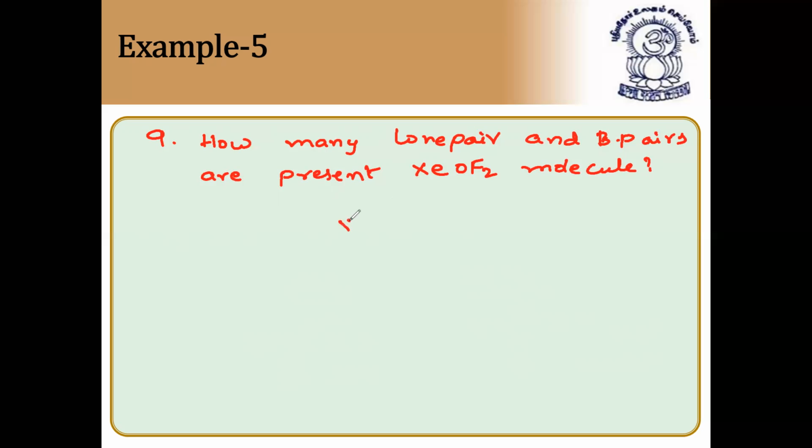So straight away we can say xenon has 8 electrons in the valence shell. It has one fluorine, one fluorine, and a double bond with oxygen. So how many remain? It has two lone pairs and 1, 2, 3, three bond pairs, because even though the double bond has two electrons, it is considered as only one bond pair, as we already know. So three bond pairs and two lone pairs.